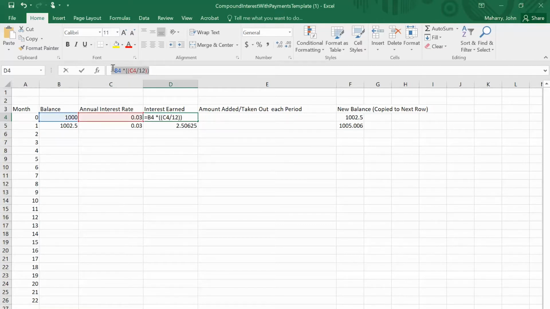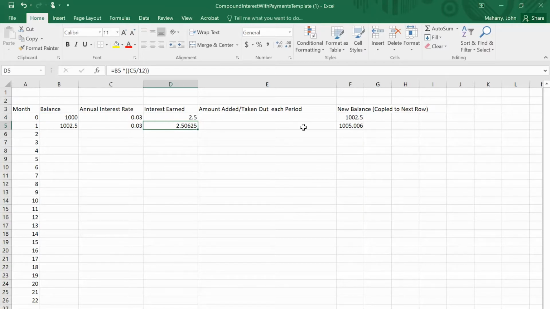Well, it's up here in that formula bar, and you just type in equals, then the cells that you want to multiply. To find the interest, it's going to be the blue $1,000 times your periodic interest rate. So that's the 3% divided by 12 to get the monthly interest rate. So I put in there C4 divided by 12, and it'll calculate that. And so that first month, you owe $2.05 in interest.